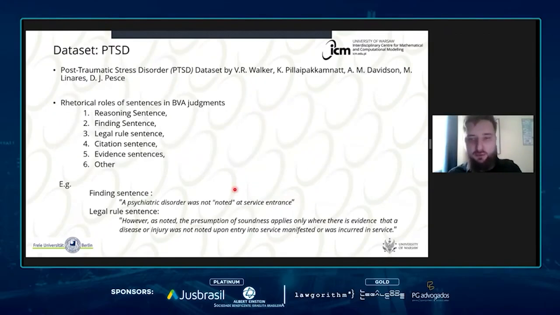As for the dataset used, as already mentioned, we have settled on using the well-known PTSD dataset. It is a collection of 50 judgments coming from the US Board of Veterans' Appeals. Each sentence of those judgments was annotated by human annotators according to the rhetorical role that those sentences play in the judgments. There were 6 roles distinguished, and the exemplary sentences are shown at the bottom of the slide.